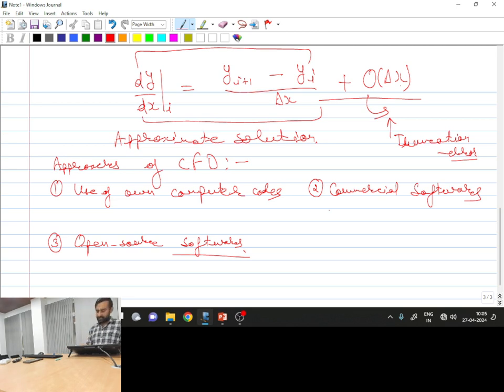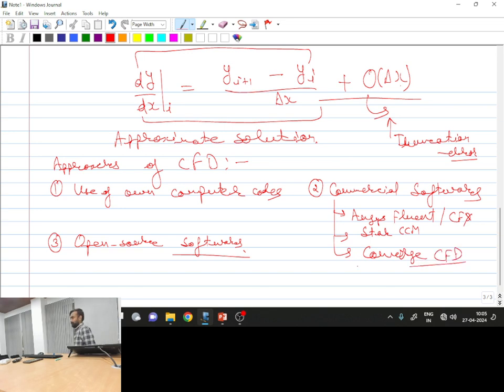Nowadays, we see the names of many popular CFD softwares. For example, one popular name is ANSYS. For fluid flow problems, there is one solver, ANSYS Fluent, and another solver, ANSYS CFX. Then many solvers are there: Star CCM is there, Converge CFD is there, COMSOL Multiphysics is there. So plenty of commercial softwares are available nowadays.